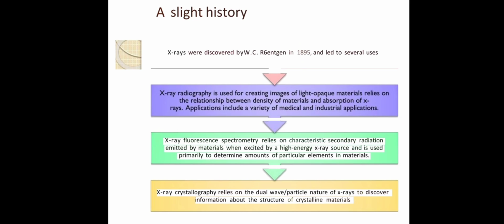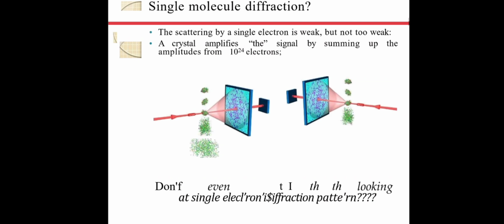X-ray fluorescence spectrometry relies on the characteristic secondary radiation emitted by a material when excited by a high energy X-ray source, and is used primarily to determine the amount of particular elements in materials. X-ray crystallography uses the dual wave-particle nature of X-rays to discover information about the structure of crystalline material.